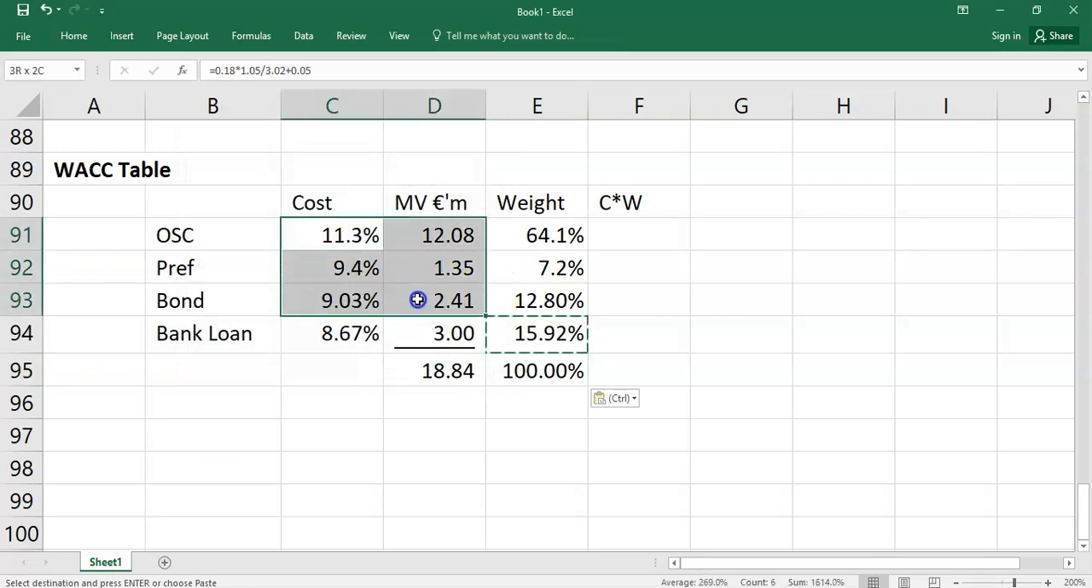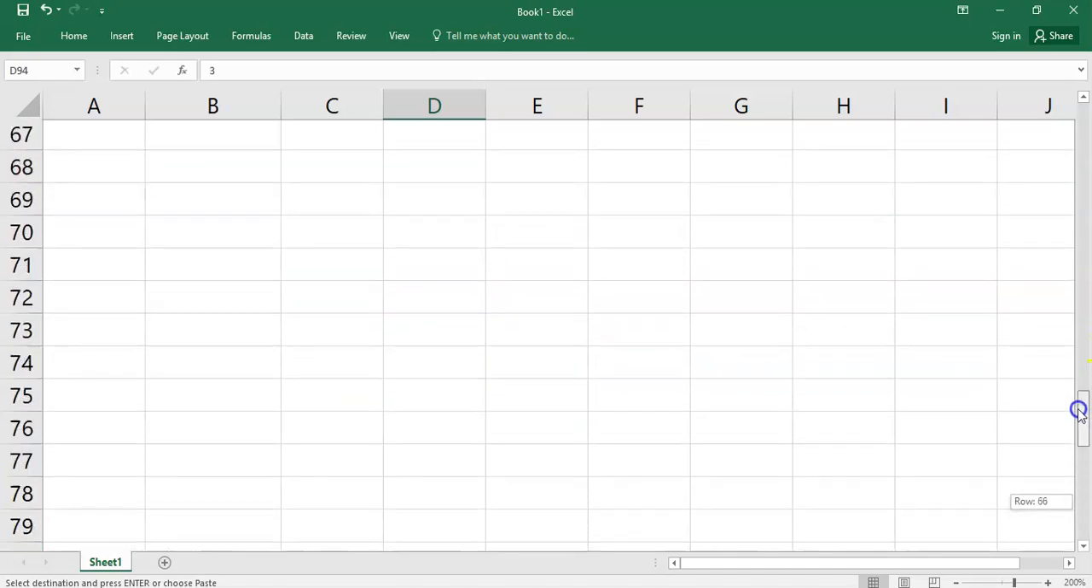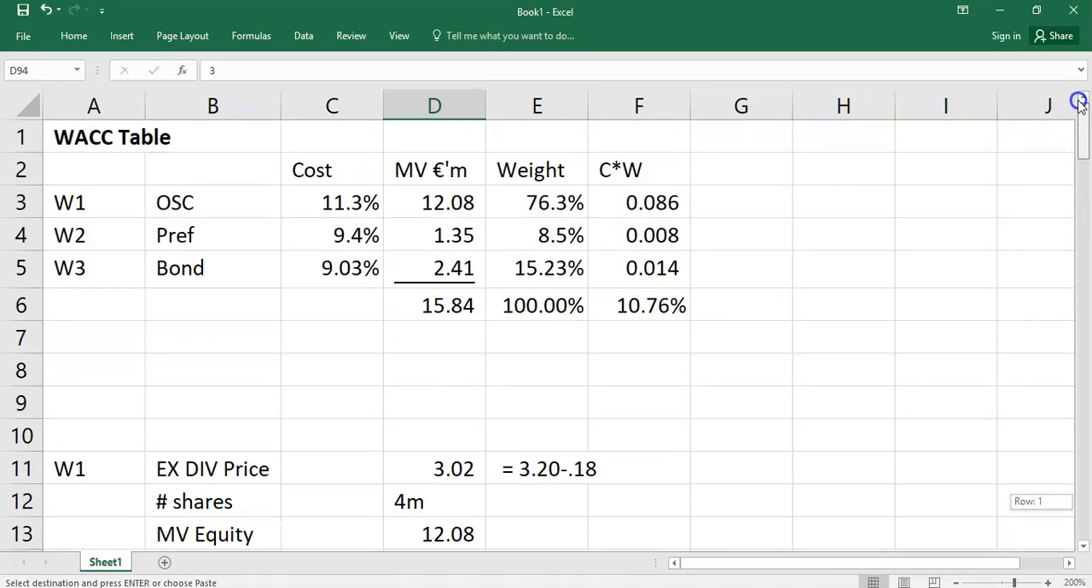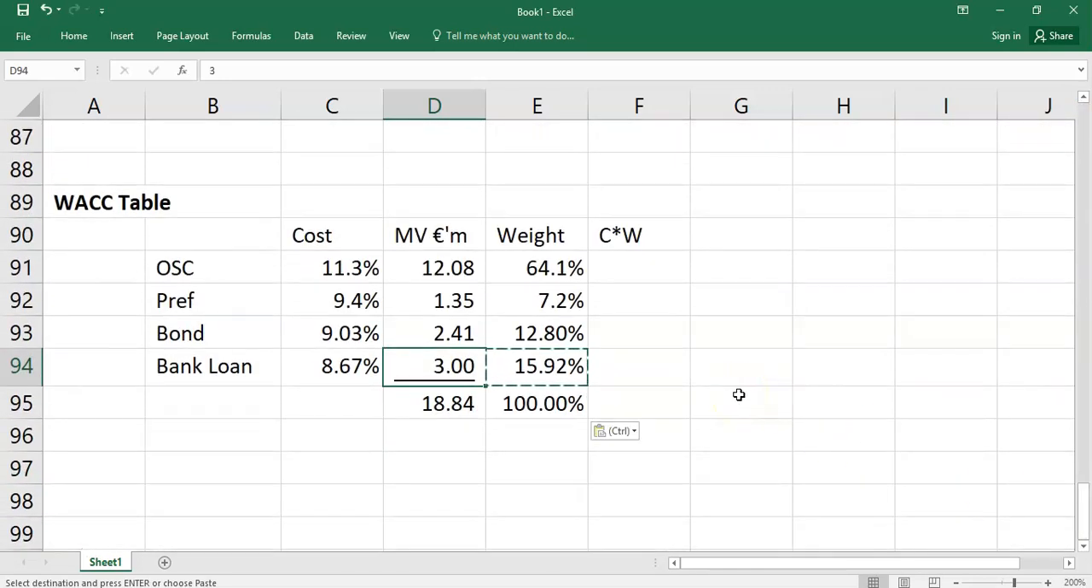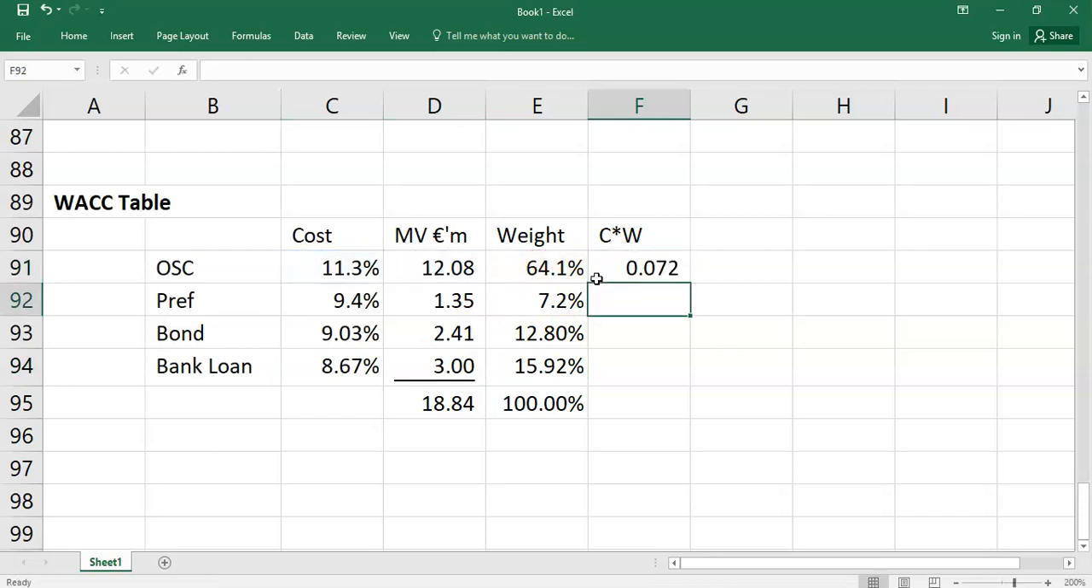So the cost and the market values haven't changed. What has changed is there's an extra one in there now. You're assuming its market value is the 3 million given in the question, and that means your weightings have now changed. So you no longer have 76% of equity, you now only have 64. So think about it now before you do the WACC. Make a call in your head. Do you think the WACC will increase or decrease? I'm bringing in a new source of 8.67, cheaper source of finance than the other ones, so this should bring my WACC down.